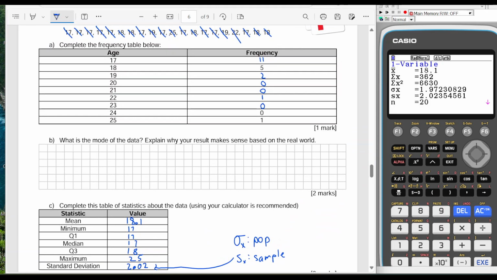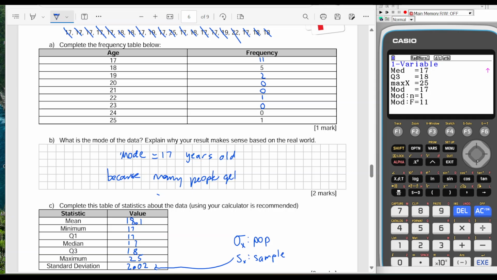Now let's go back to the one I missed. The mode, your calculator actually does tell you the mode is 17 years old. The reason you've got such a spike at 17 is because many people get their Ps as early as possible. A lot of people just get them as soon as they can, so when they're 17 years old.